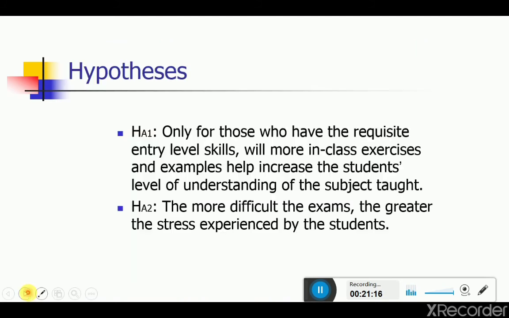Hope inshallah the whole example will be clear to you. The concerned hypotheses can be between these four variables. The possible hypothesis is: only for those who have the requisite entry level skills, will more in-class exercises and examples help increase the student's level of understanding of the subject taught. Another hypothesis can be: the more difficult the exams, the greater the stress experienced by the students.